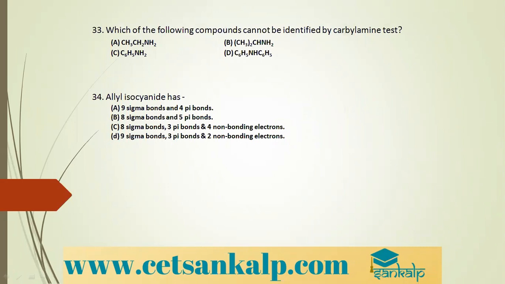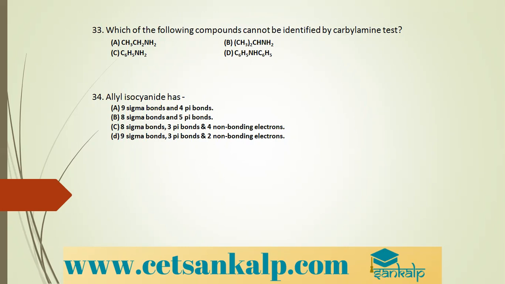Which of the following compounds cannot be identified by carbylamine test? Carbylamine test is only for primary amines. Secondary amines do not give carbylamine test. So out of these, which is primary? Option A has NH2 group, option B has NH2 group, option C has NH2 group. Therefore, they all are primary amines. Option D is having NH. That means it is a secondary amine and it cannot show carbylamine reaction.